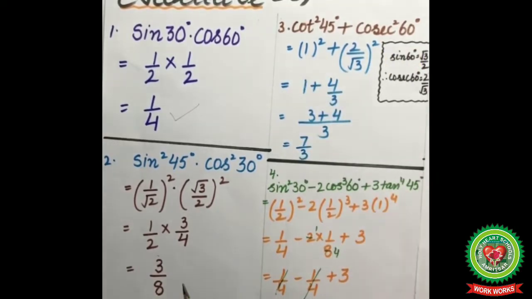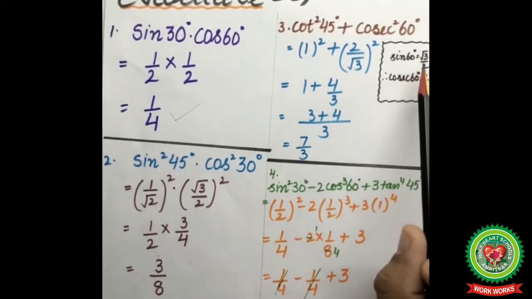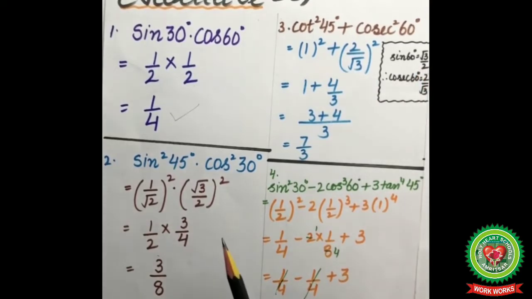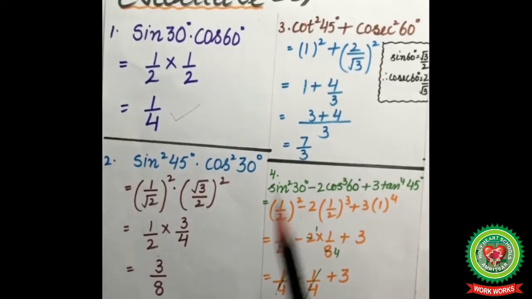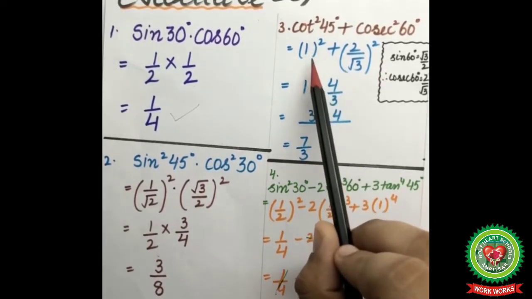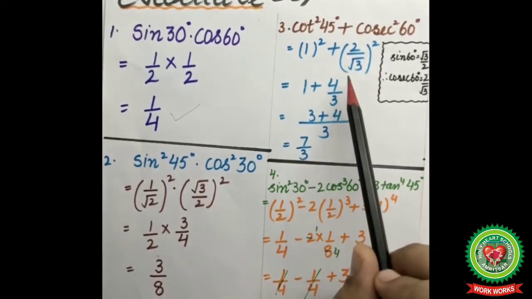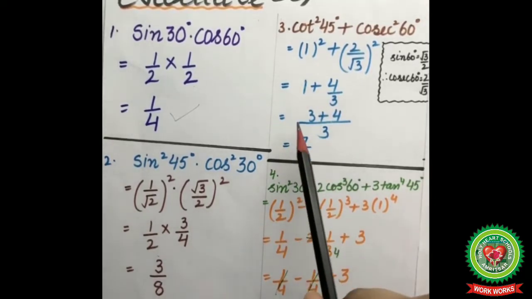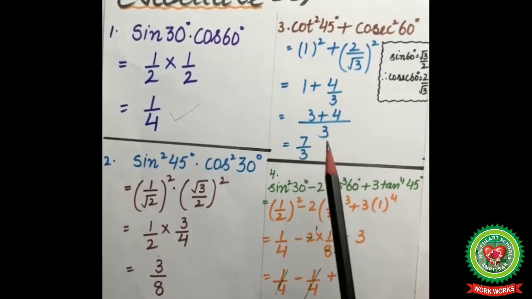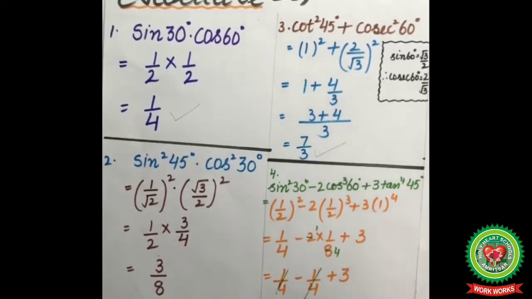Now cosec 60 degrees will be the reciprocal of sin 60 degrees. And the value of sin 60 degrees is equal to under root 3 by 2. So therefore cosec 60 degrees will be equal to 2 upon under root 3. So now we'll get (2 by under root 3) whole square. Now the square of 1 is 1 only. And the square of 2 upon under root 3 is 4 upon 3. So now we have to take the LCM to add these two numbers. On taking LCM, we'll get 3 plus 4 upon 3, which gives the answer 7 upon 3.